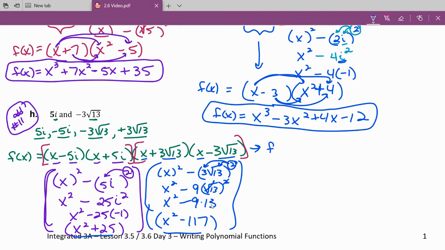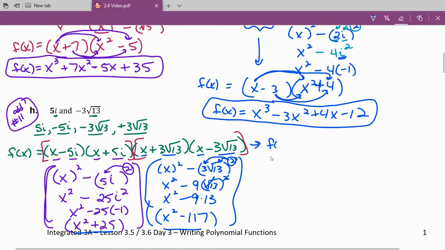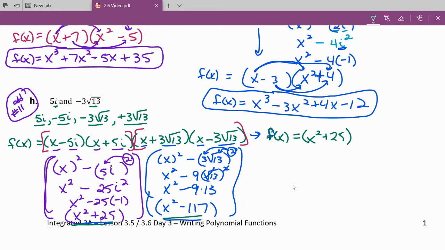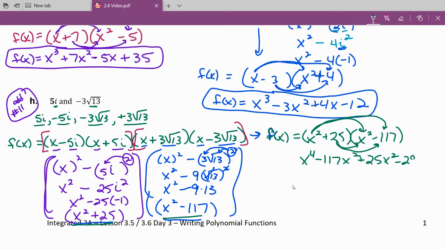So now our f of x is equal to this binomial, x squared plus 25 times this binomial, x squared minus 117. So now we multiply these together, distribute the x squared to this x squared, and we get x to the fourth. Distribute this x squared to that negative 117, you get negative 117x squared. Then distribute the 25 to the x squared, and you get positive 25x squared. The positive 25 times the negative 117 is a negative 2,925.